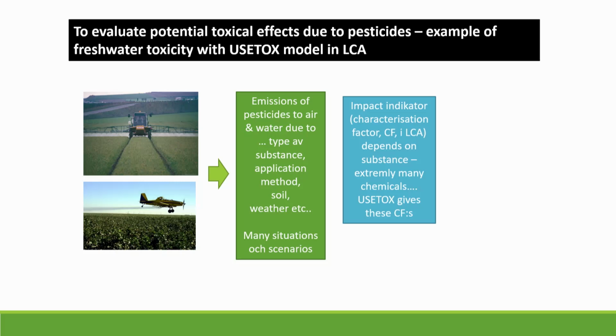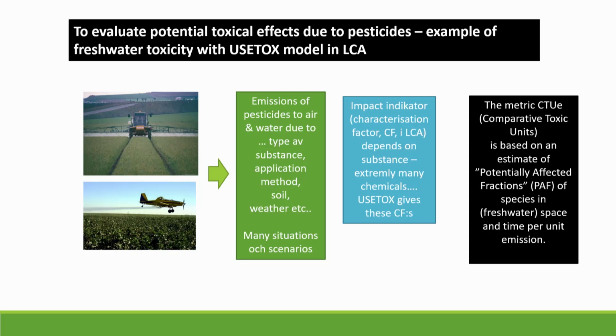And then for each of these different substances, we should have some type of characterization factor, in LCA language an impact indicator, so we can see how toxic this emission is. And finally, we can get one final metric, which for this system, USEtox, is called comparative toxic unit. And all these are based on an estimate of how many species in a given water volume will be affected.